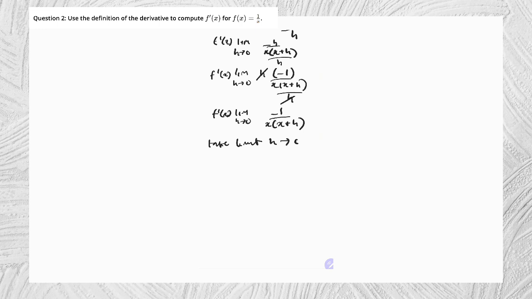Now you take the limit of h as it tends to 0, and you are going to be left with minus 1 divided by x times x plus 0. And this will leave us with minus 1 divided by x times x, which is the same as minus 1 divided by x squared. And that's your final answer.